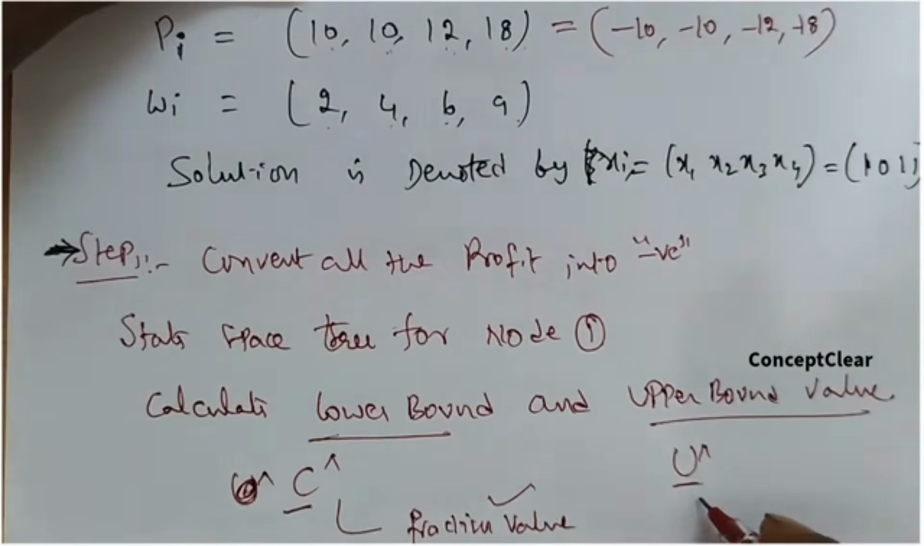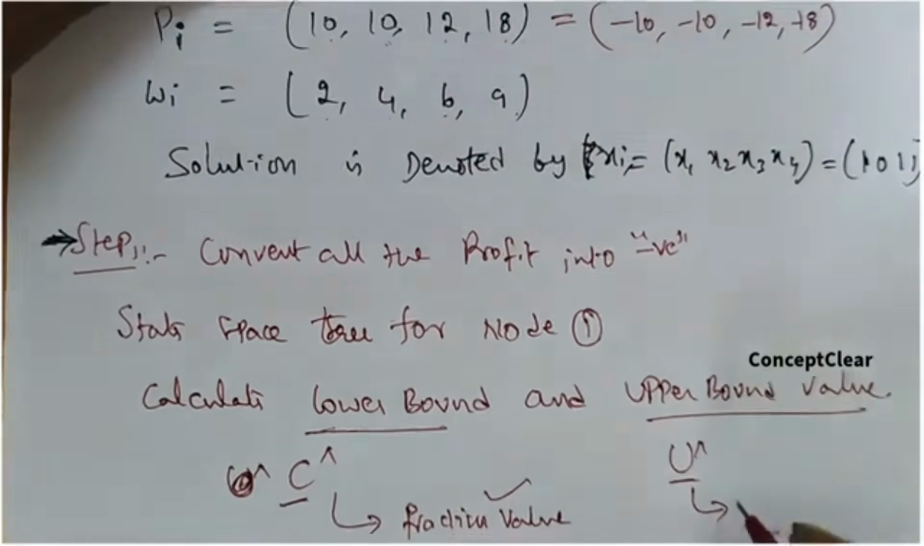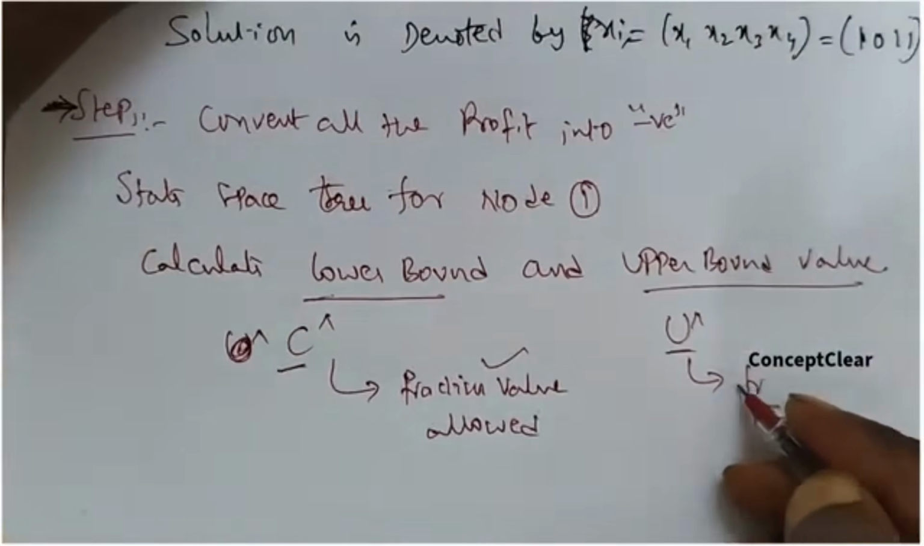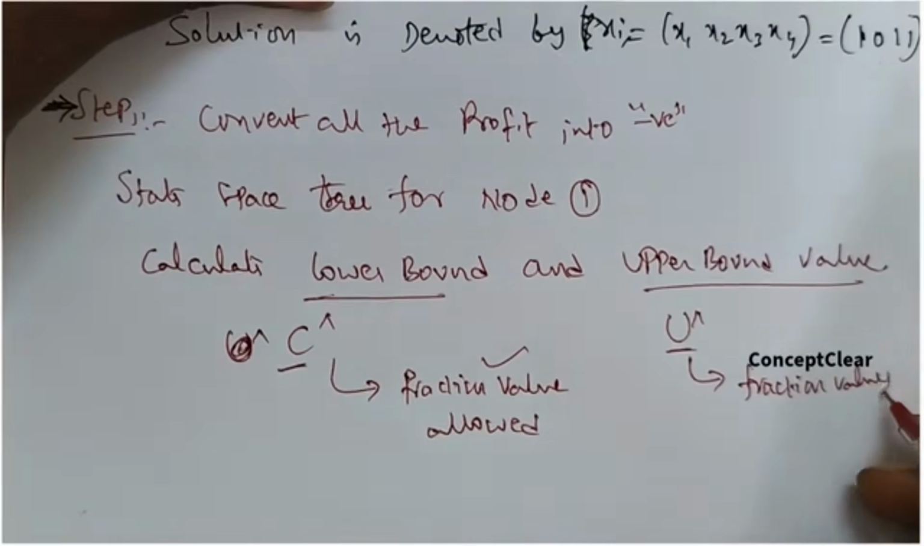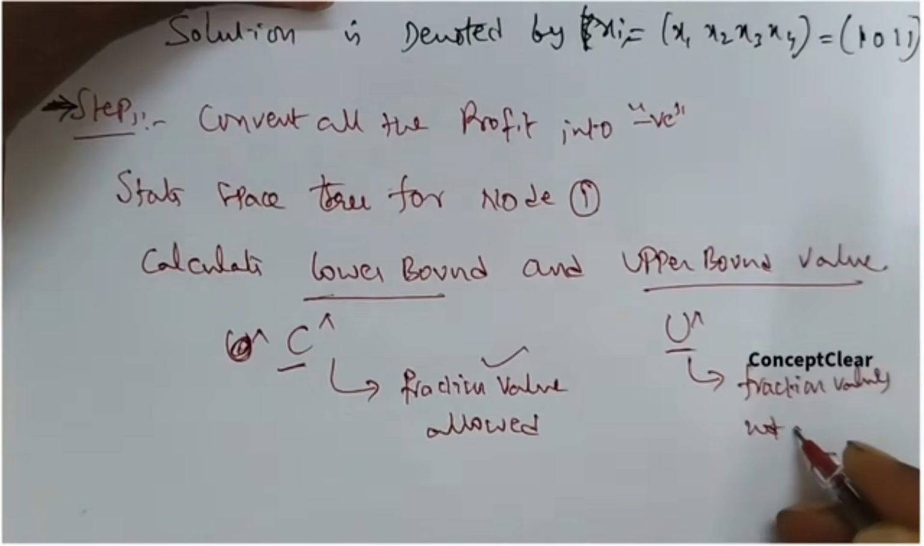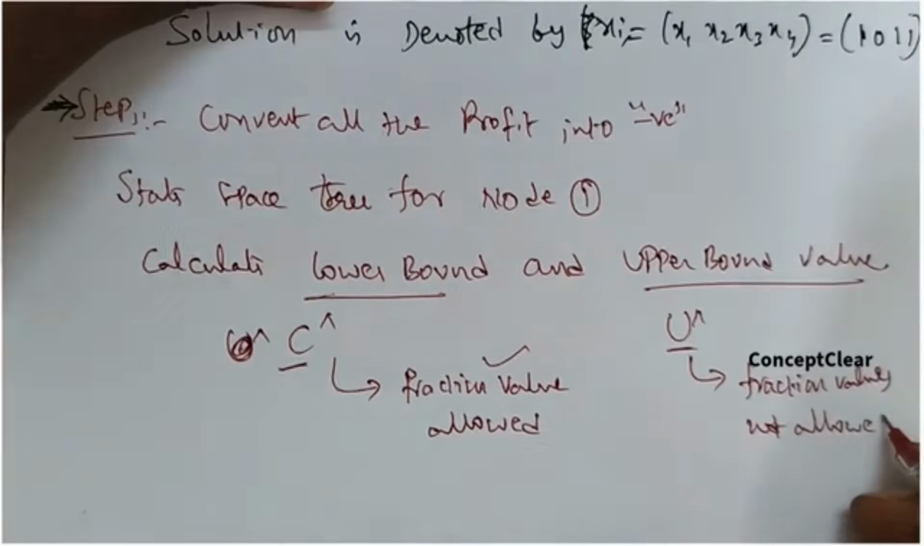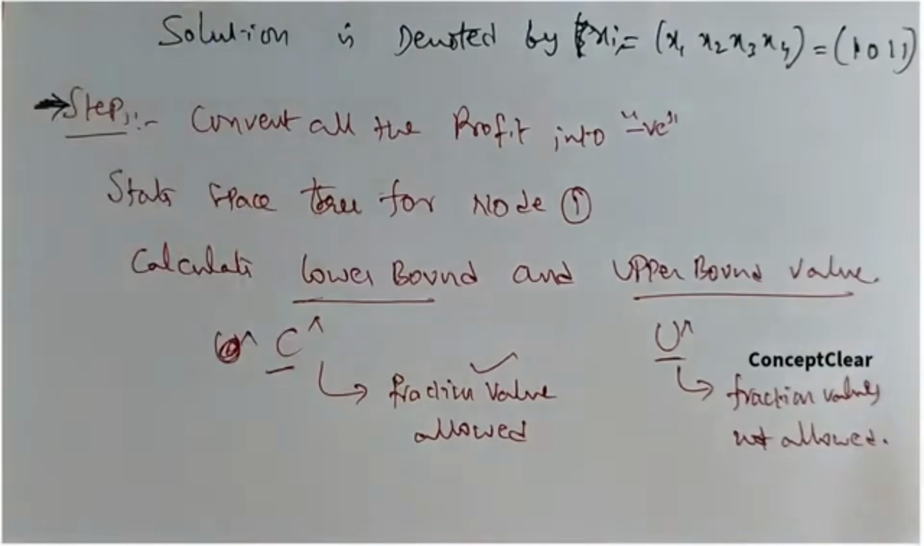Okay, and what about the upper bound value here? Fraction values are not allowed. Okay, fraction values are not allowed. What do you mean by fraction values?